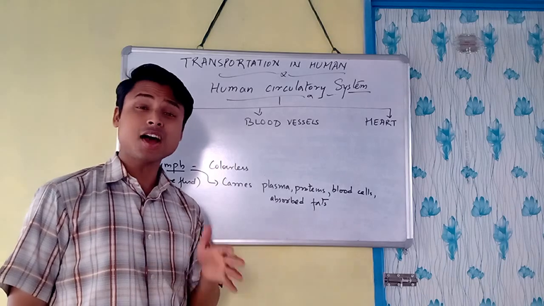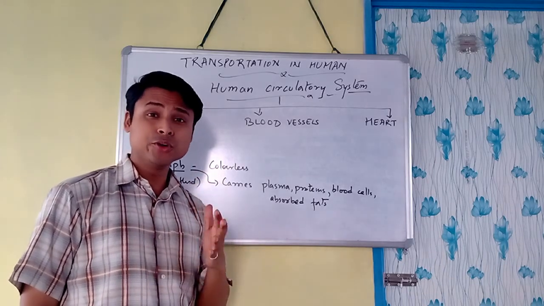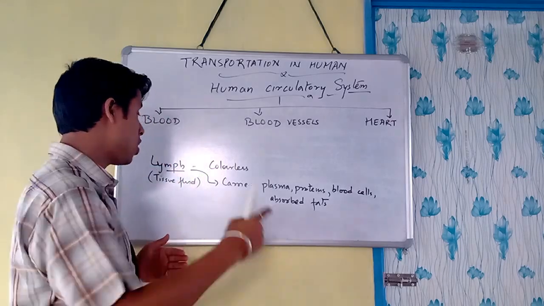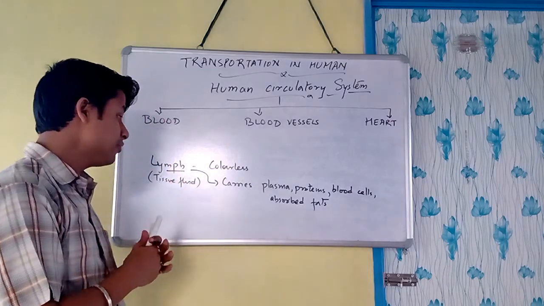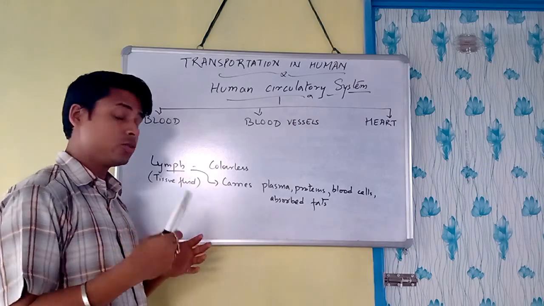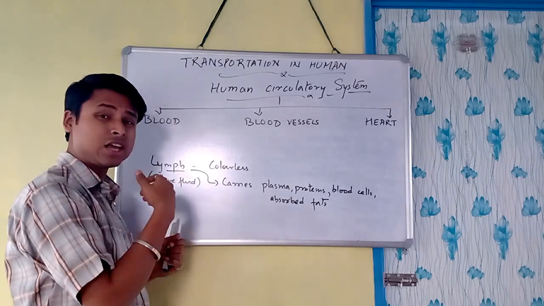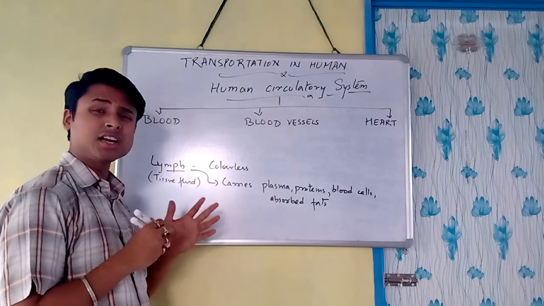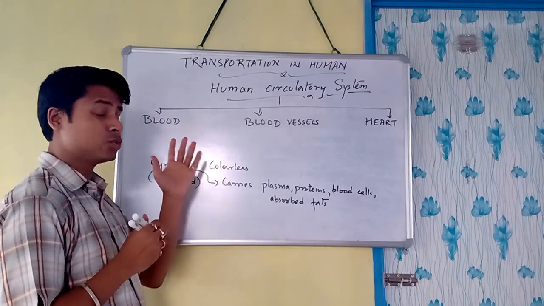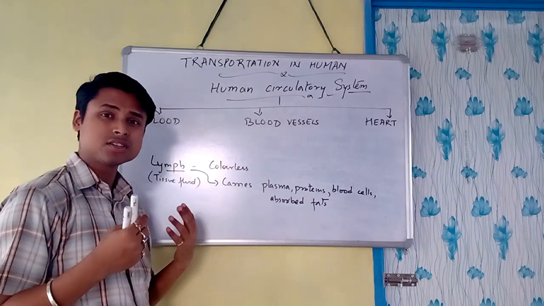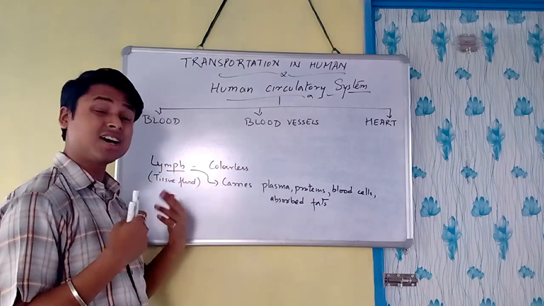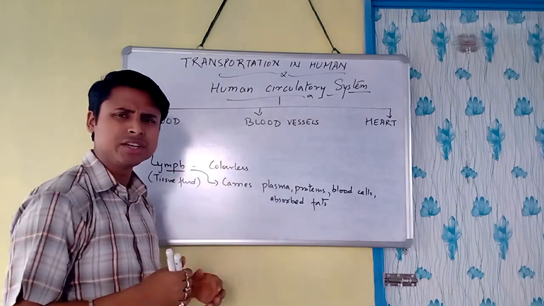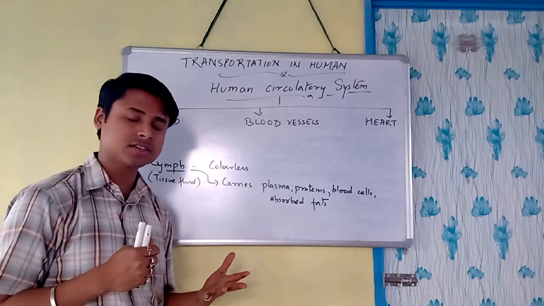There is another fluid that helps in transportation, and that is called lymph. Lymph is also known as tissue fluid. It is also helpful in the transportation process. This lymph is generally colorless. The blood is red in color, but this lymph is colorless. And this lymph specially carries plasma, proteins, blood cells, and absorbed fats.